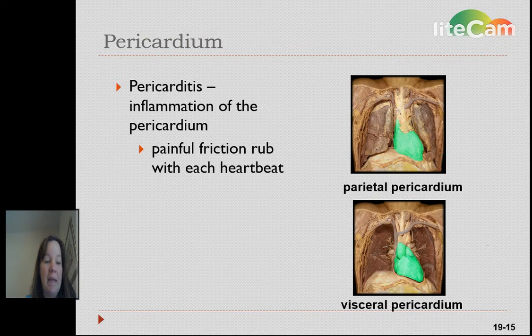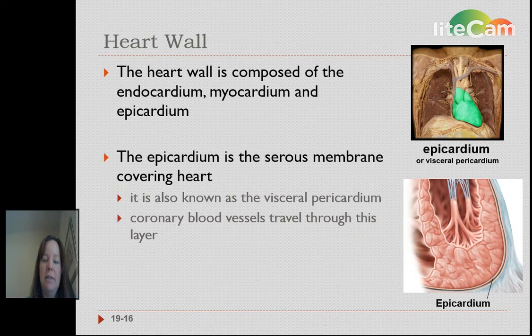The pericardium can become inflamed, and if this happens, it's known as pericarditis, and it can be a very painful condition.